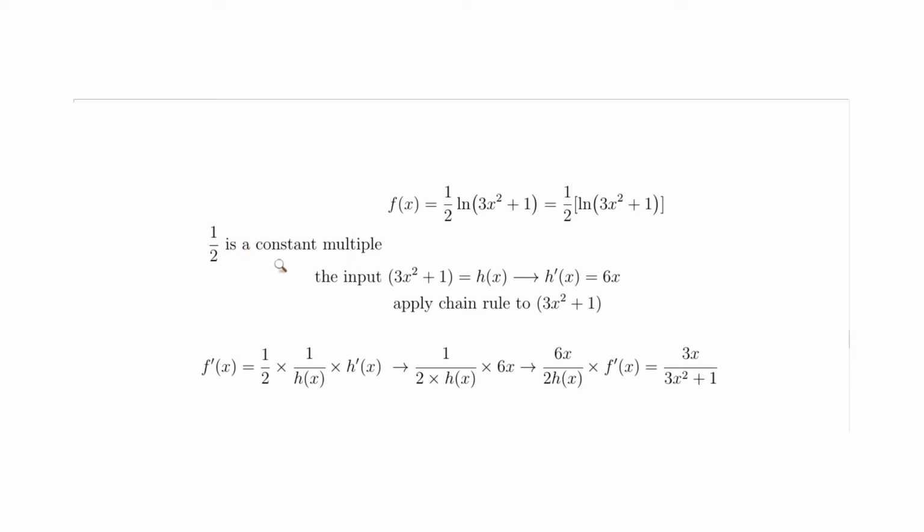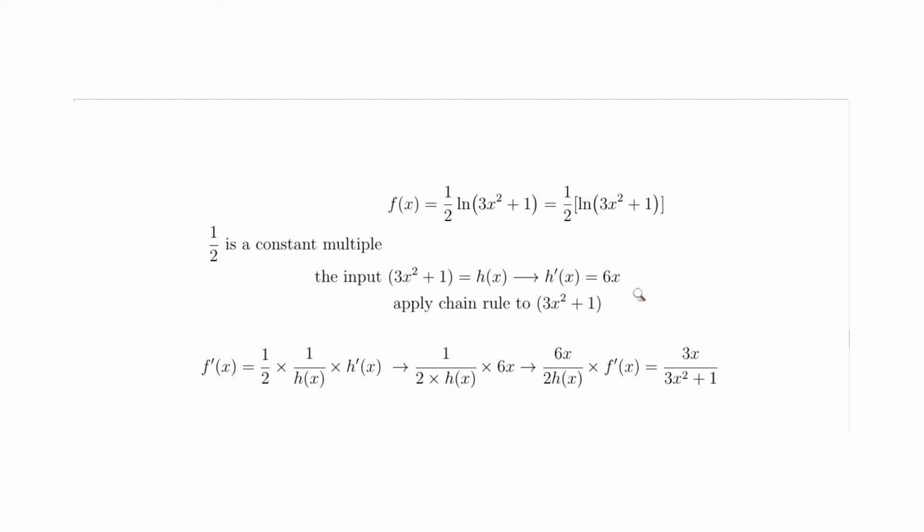So half is the constant multiple, the input is 3x squared plus 1, h of x, which is 3x squared plus 1, and the derivative of that is 6x. The derivative of 3x squared plus 1: 3 times 2 is 6, that's applying the power rule. 2 reduced by 1 is 1, so 6 times x to the power 1 is just 6x. And the derivative of 1 is 0, because that's just a constant. The derivative of any constant is always 0.